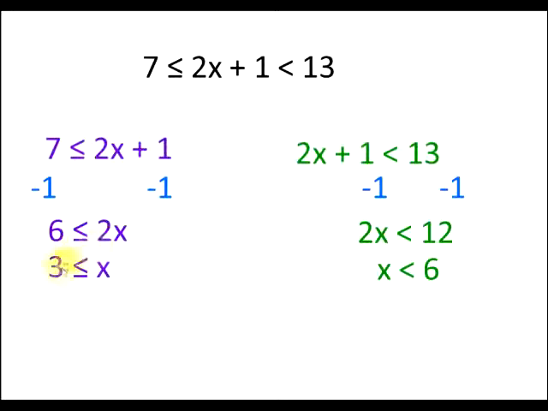So what we're ending up with is 3 is less than or equal to this number, and this number is also less than 6. Or the number we're looking for is more than 3, and the number we're looking for is less than 6. So we can put these together like so.